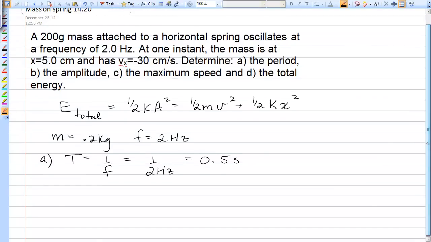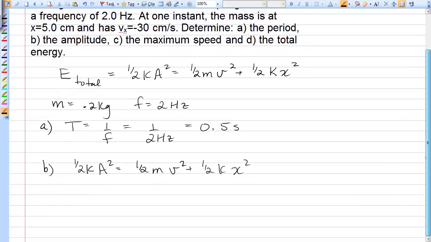Now for the second part, to get the amplitude, we're going to have to use that conservation of energy. So having 1/2 kA squared equal to 1/2 mv squared plus 1/2 kx squared, I'm going to solve for A. So let's just leave it as A squared for now. The halves cancel everywhere. I'll have m over k times v squared plus x squared.